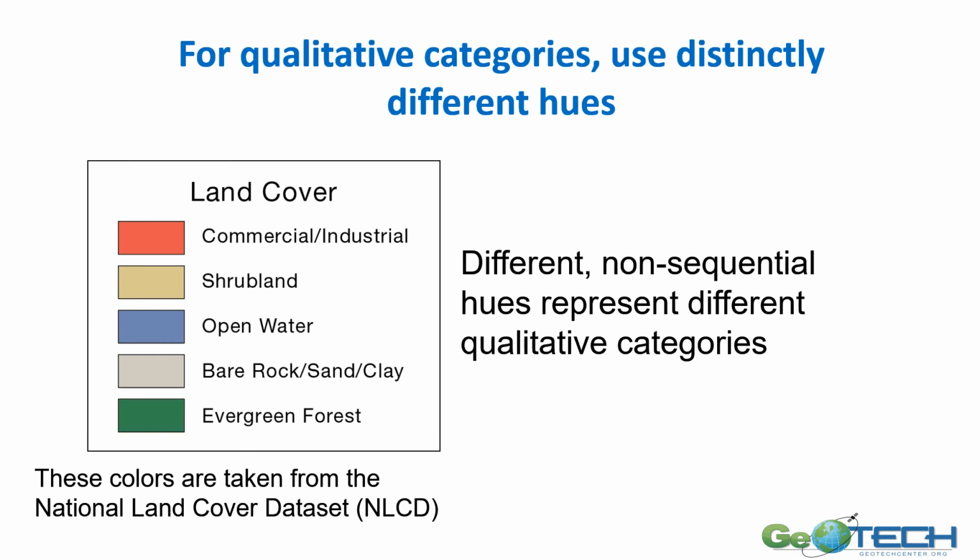For qualitative categories, we suggest using distinctly different hues or different colors. So it's non-sequential hues, and they really represent totally different qualitative categories. And these are colors taken from the National Land Cover Data Set, and it's often good. There are ones for different industries that are kind of standard.